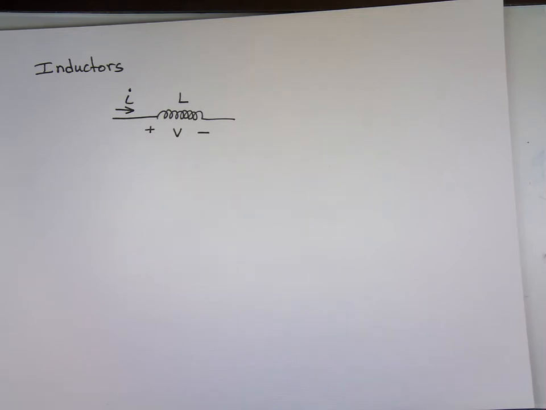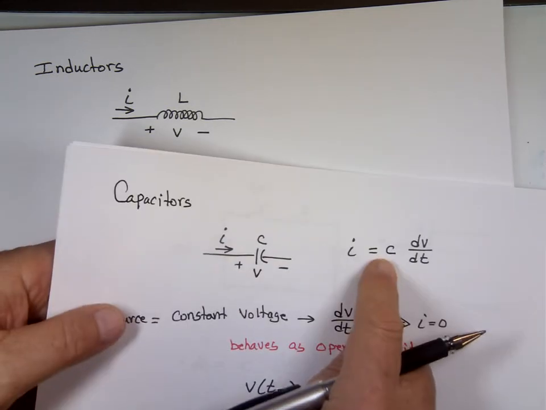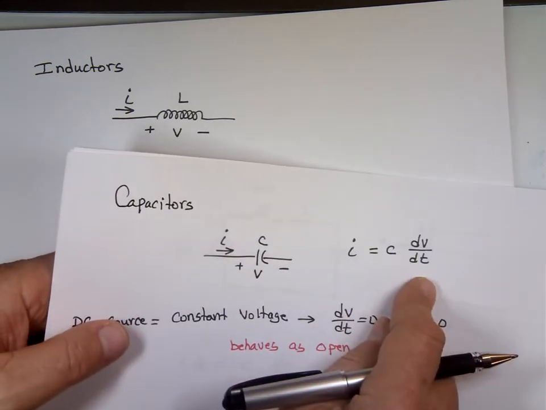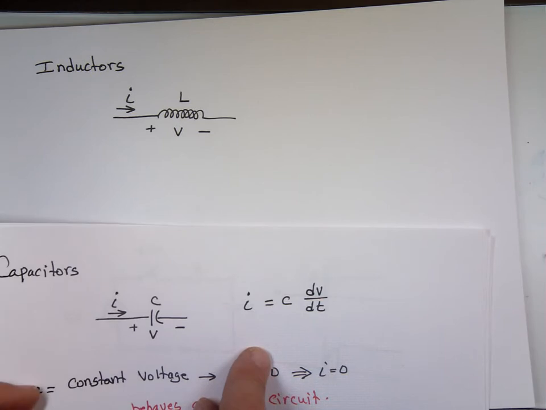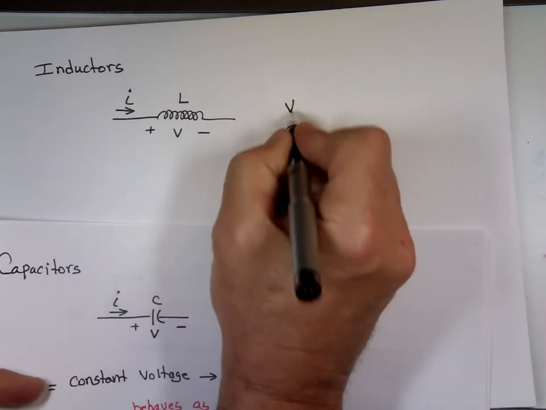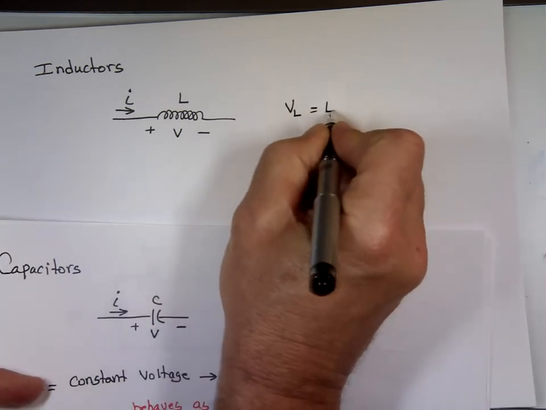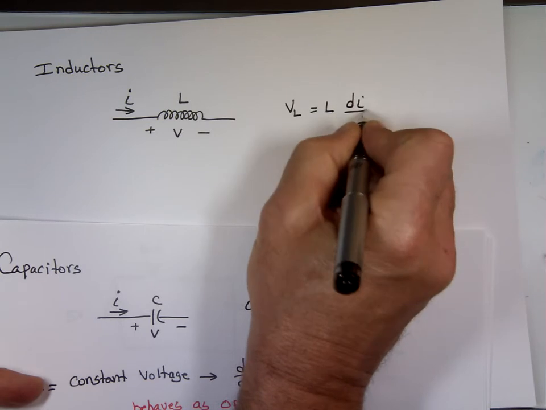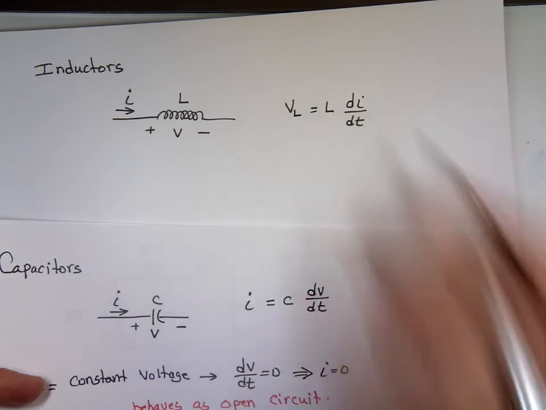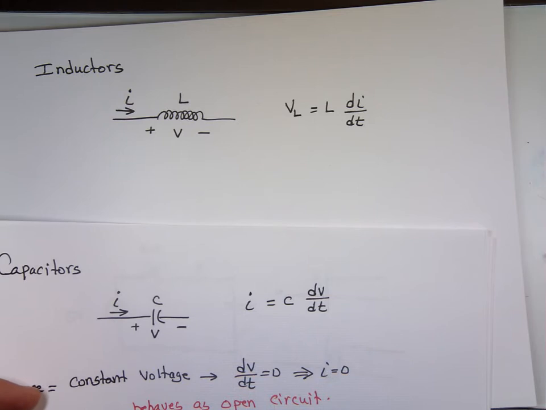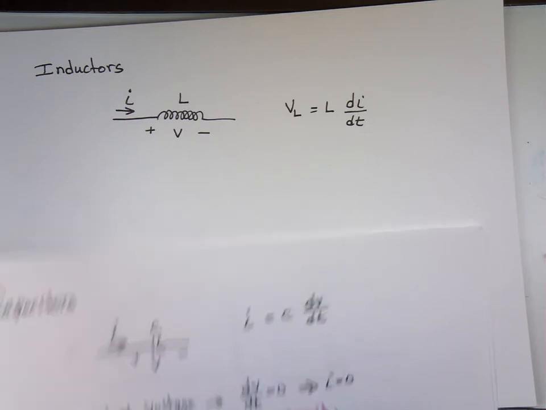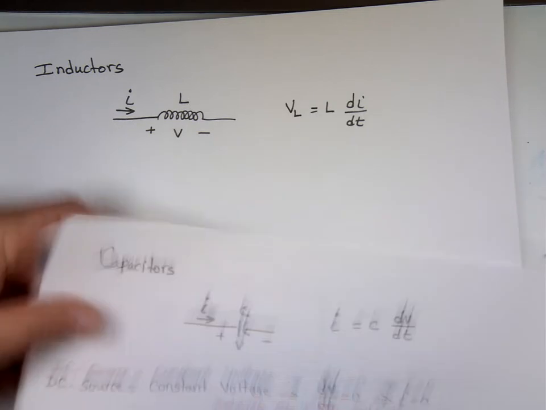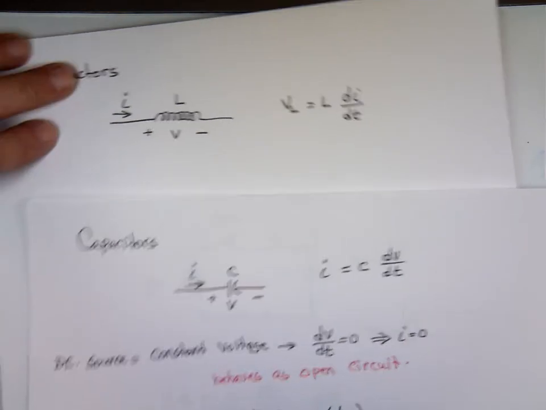In the capacitor, we said I equals what? C dV/dt. This is backward. Here, the voltage across the inductor is L di/dt. So now, I'm trying to compare it to this one. Let's look at this one.